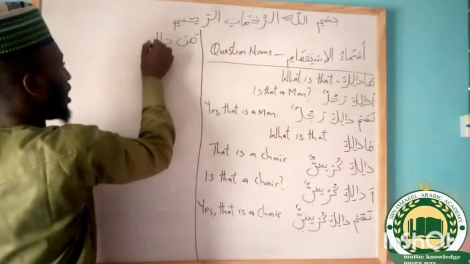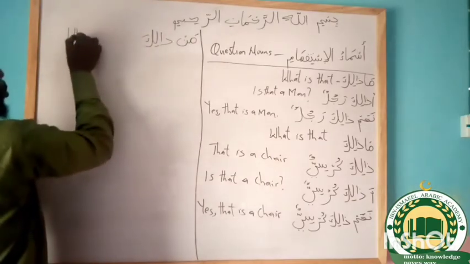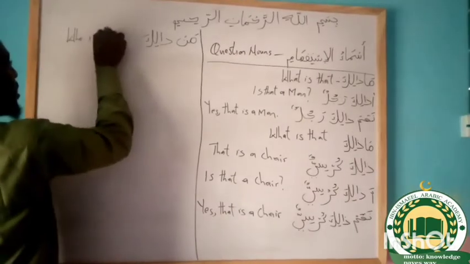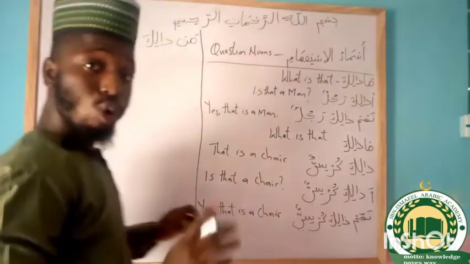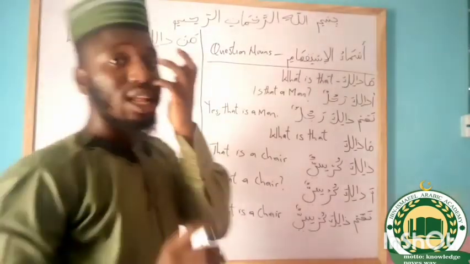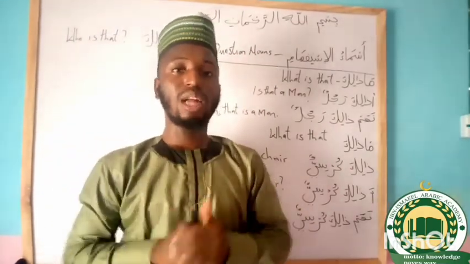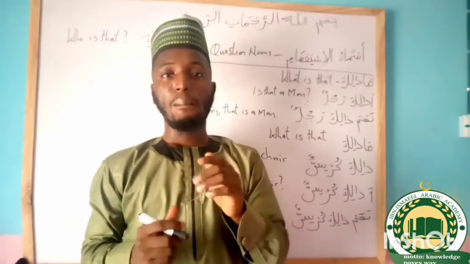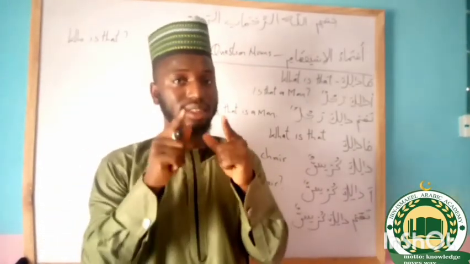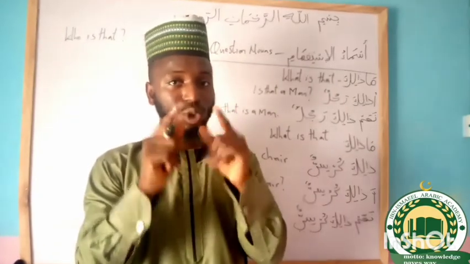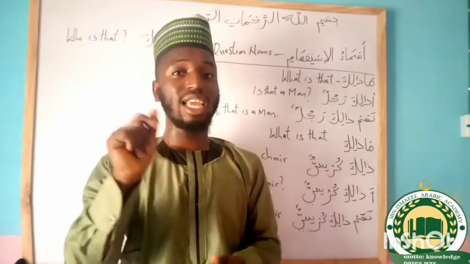Dhalika. What is the meaning? Who is that? Let's not forget our question mark. Who is that? Now, who is that? That's a doctor. Tabibun, a doctor. How will we say it in Arabic? That, dhalika, tabibun is a doctor. Tabibun, it means what? A doctor.